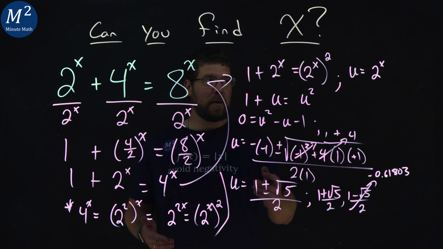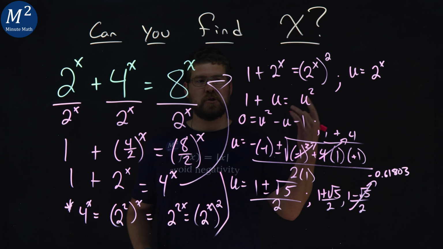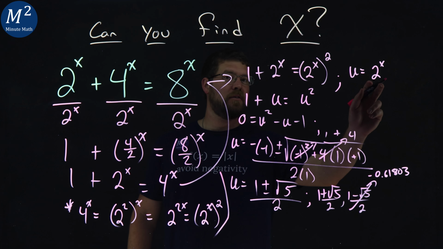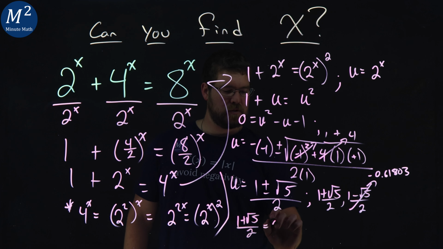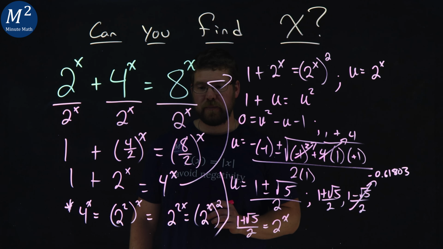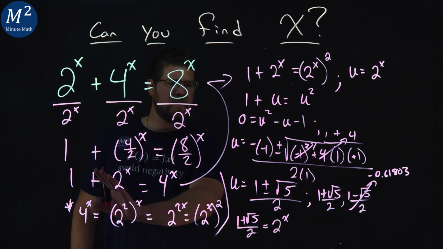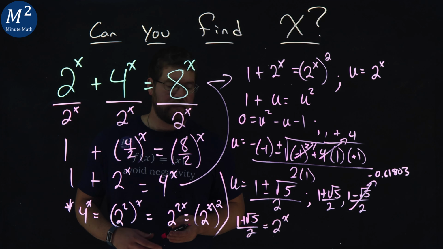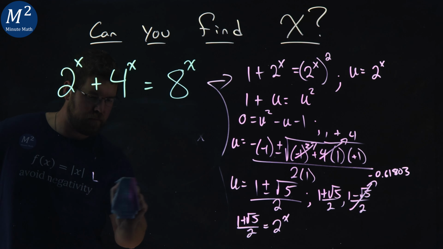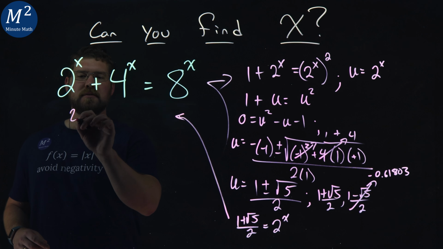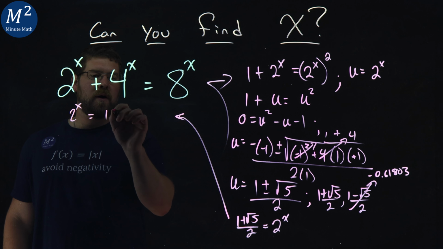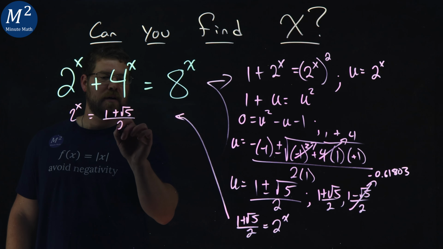And then from there, we want to plug that back into our little equation here. So we have 1 plus square root of 5 over 2 is equal to 2 to the x power. All right, I'm going to erase this work here for a second so we have a little more space to write. So let's rewrite this back here. We have, let's put 2 to the x first, equals 1 plus square root of 5 over 2.